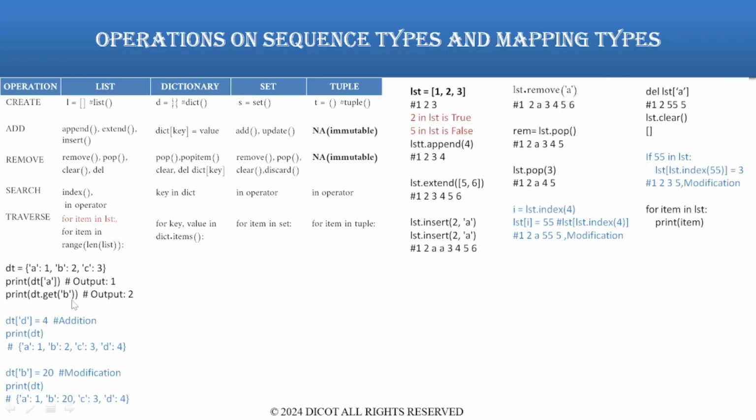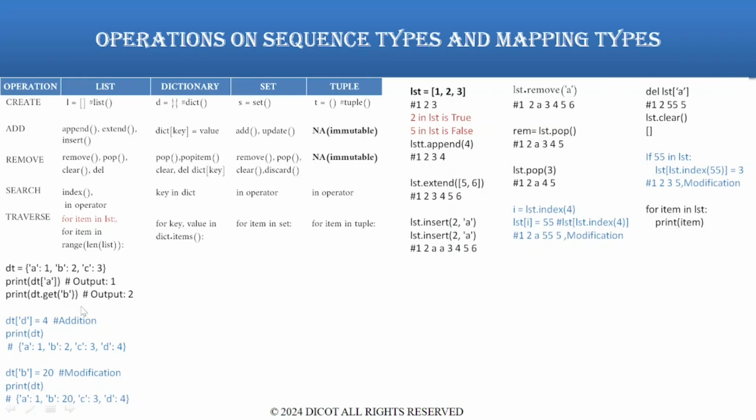But why is this get function used? In certain cases, when a key is not present, the dictionary will return an error. To avoid errors in such situations, we make use of the get function to return a default value in case the key is not present in the dictionary.